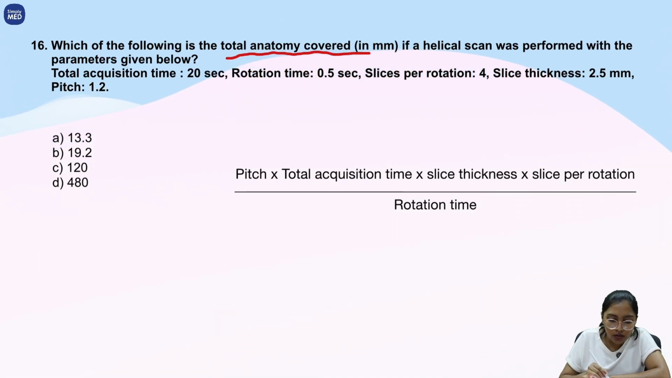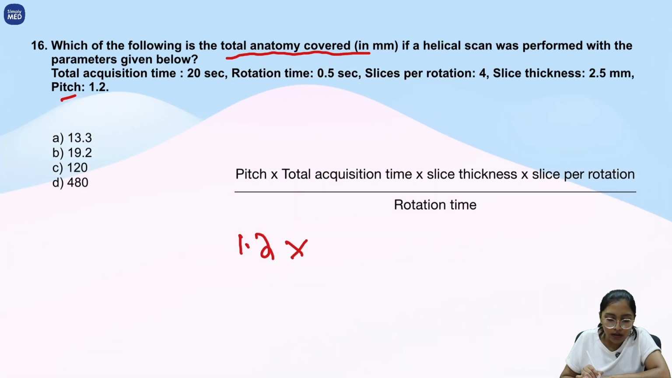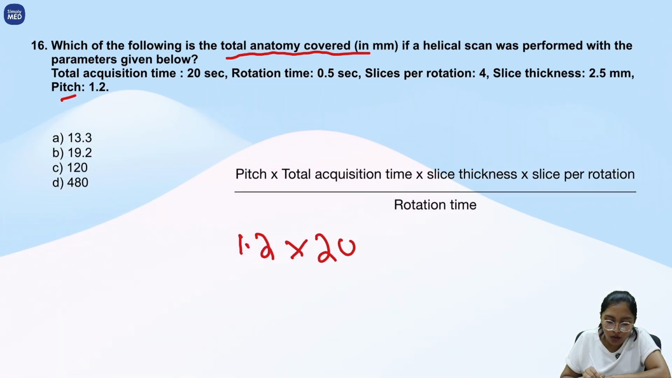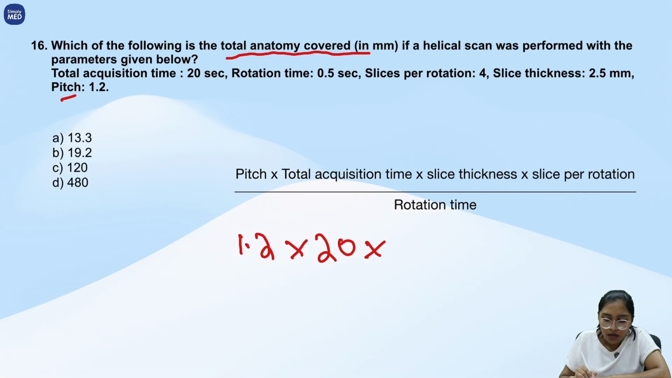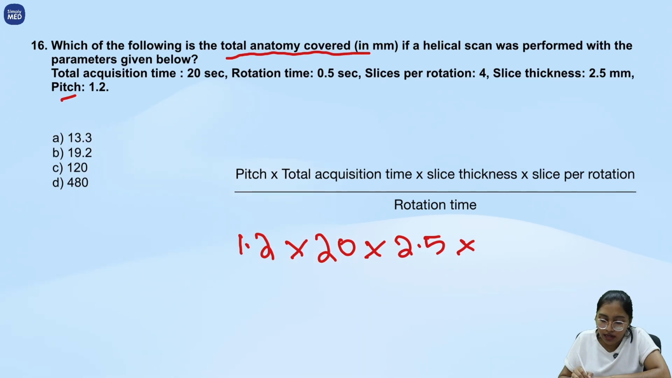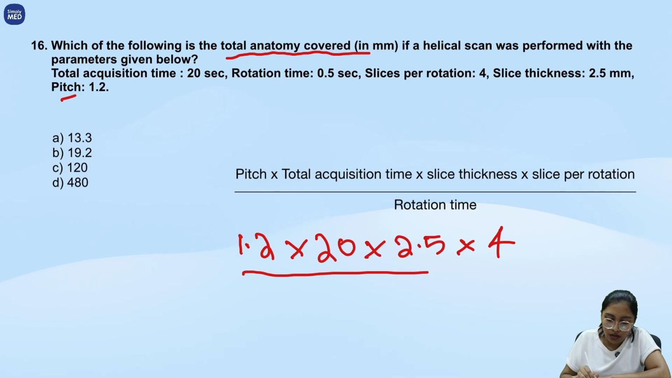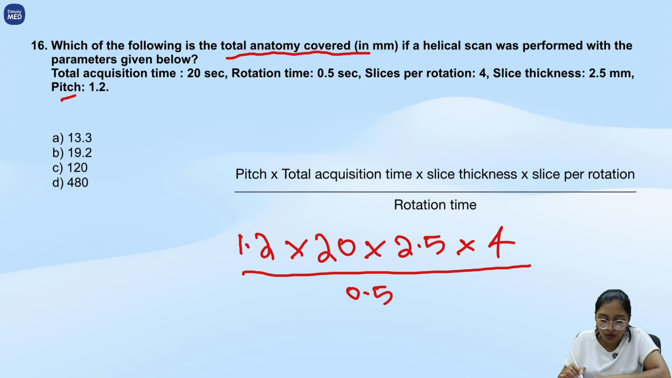Pitch is 1.2. So 1.2 into total acquisition time is 20, total scan time was 20. Now slice thickness is 2.5, slice per rotation, the number of slices taken in one rotation, is 4. Now divide all of them by time for one rotation. Rotation time is 0.5. Okay.